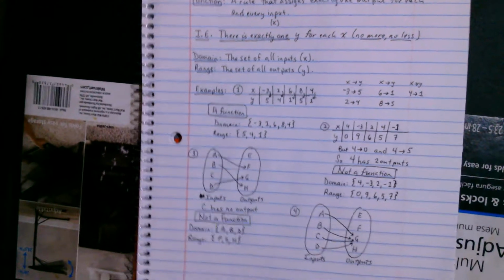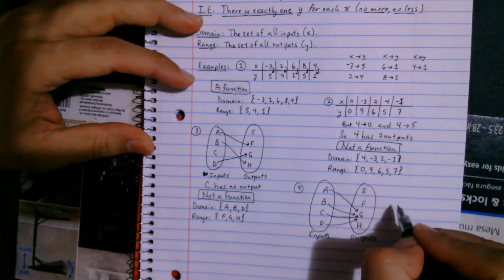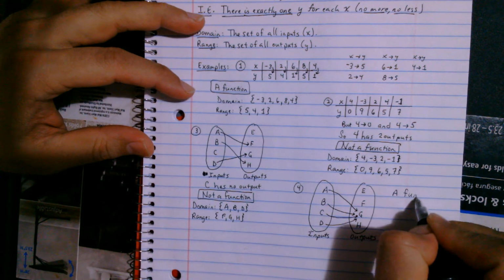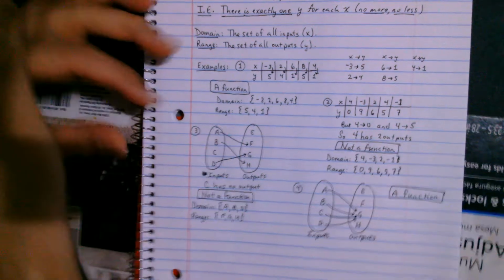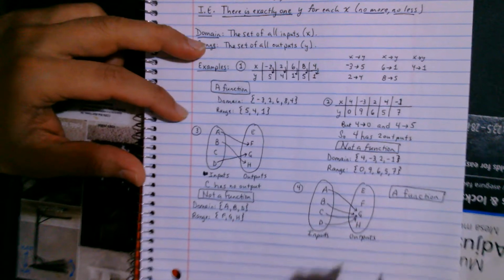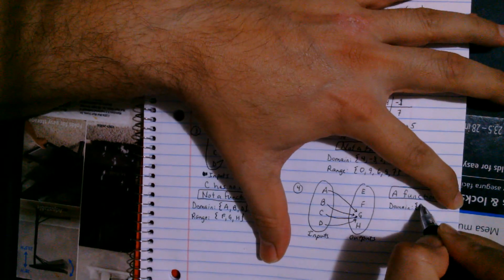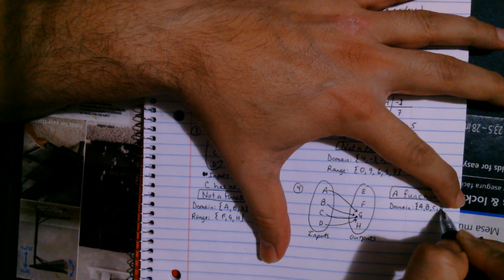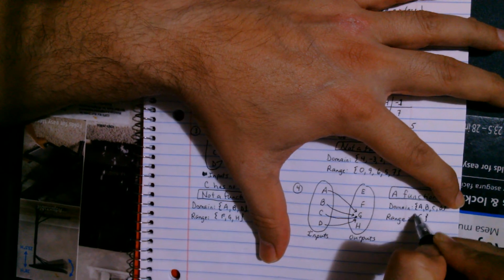In this case, every single letter on the left has a partner on the right. So this thing would be a function. A, B, C, and D, they each have an output. Now, even though it's the same output, no letter on the left side has more than one output. So it's a function. Your domain, A, B, C, D, and your range is just G.